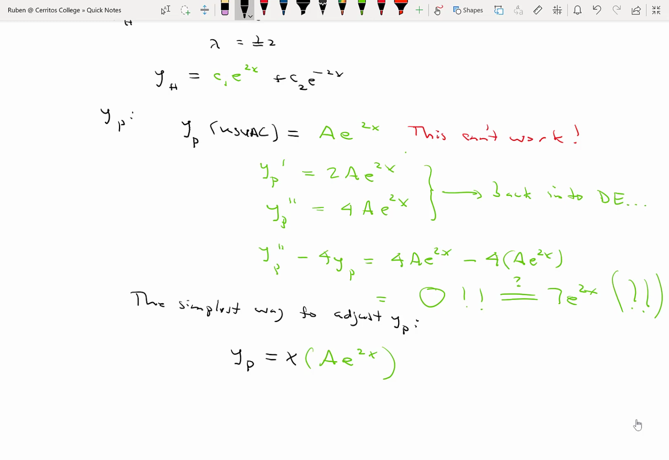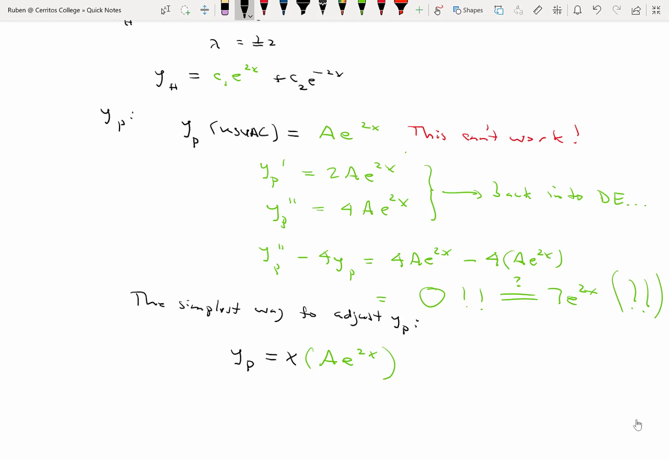Okay, I'm not going to do it. This is the form of y sub p. To find a, we would do the same thing as we did before. We would substitute y sub p back into the differential equation and solve for a. The thrust of this last part of our lecture is how do we adjust the usual y sub p if the forcing function is contained in part of our homogeneous solution.